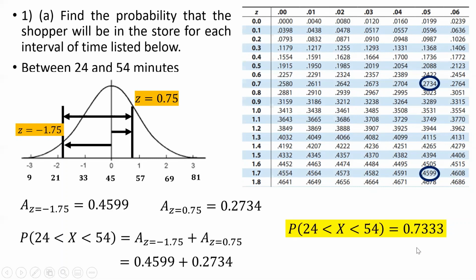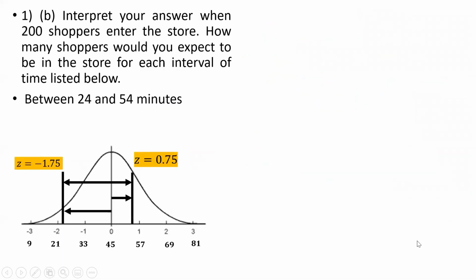Or in percent, just multiply this by 100, that is 73.33. Now, how about letter B? How many shoppers would you expect to be in the store between 24 to 54 minutes? We need the probability. The probability again that the shoppers will be in the store between 24 to 54 minutes is 0.7333. So we're going to multiply this probability by the total number of shoppers that enter the store.